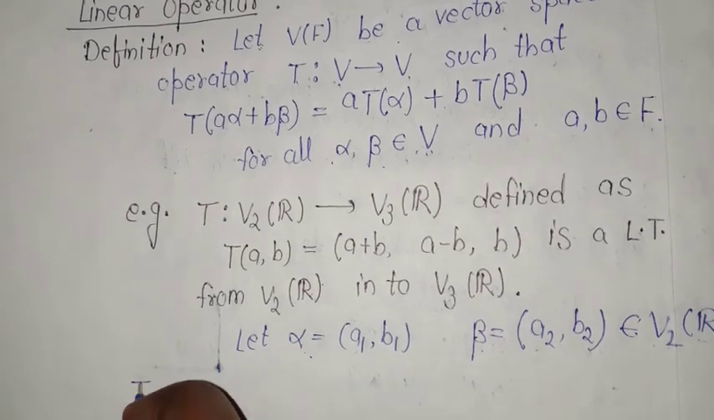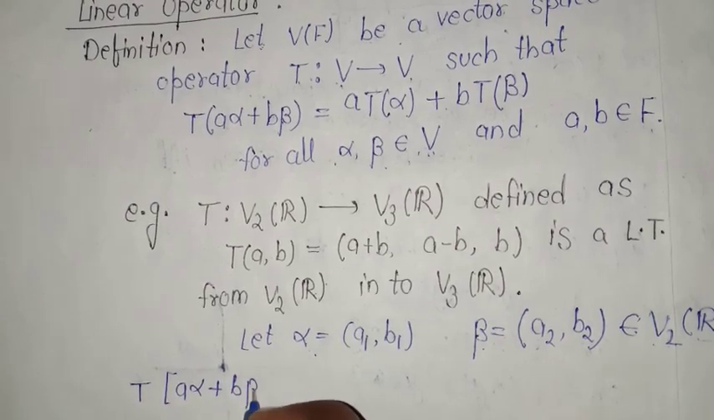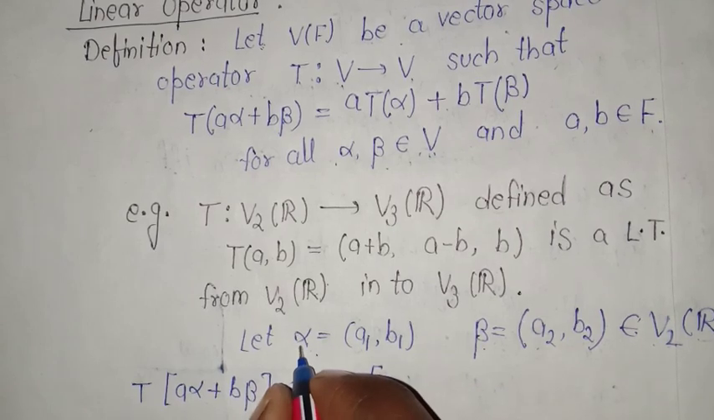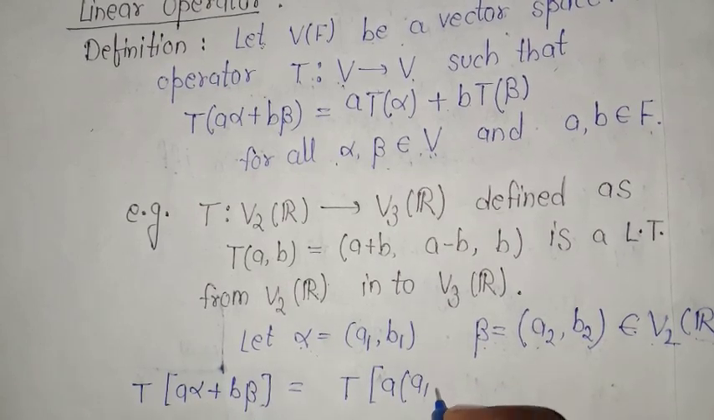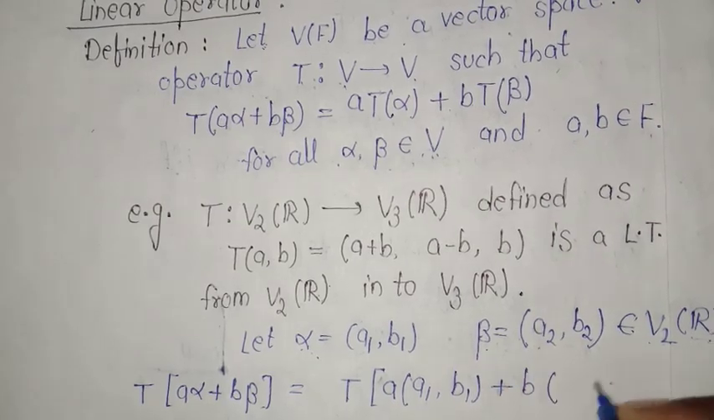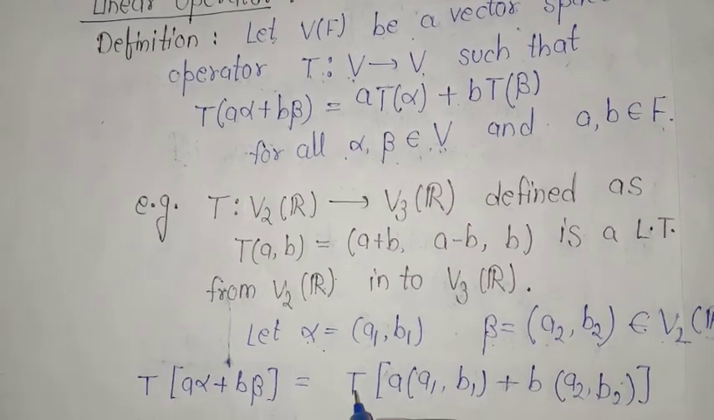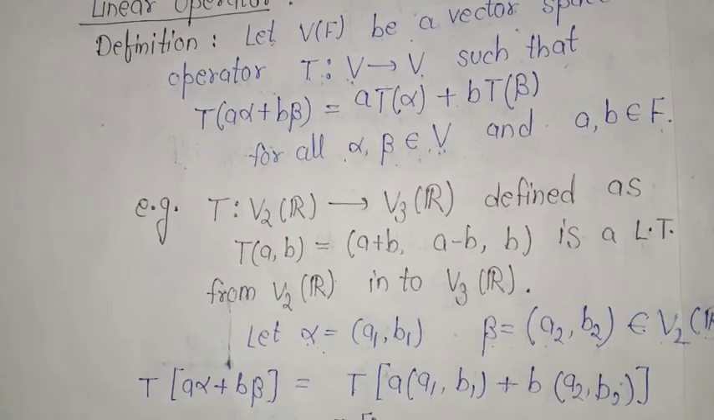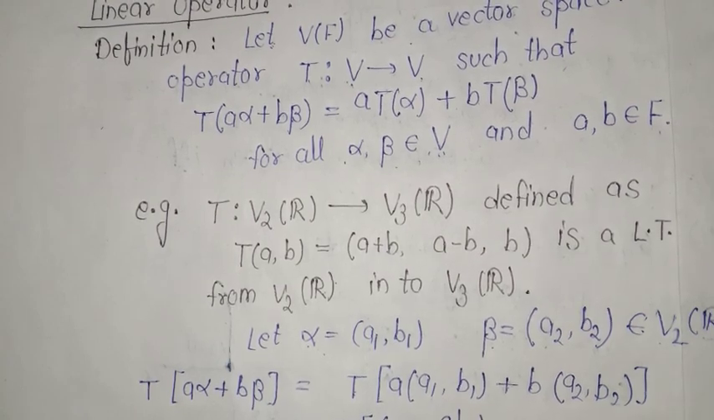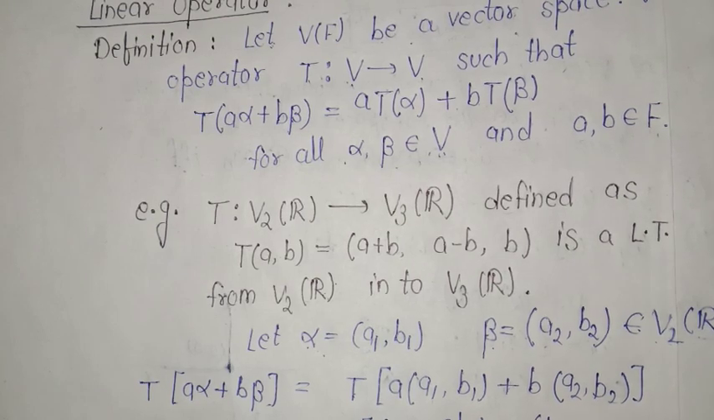If we calculate the value of T of a alpha plus b beta, this becomes T of a multiplied by the first vector, that is (a1, b1), plus b multiplied by the second vector, that is (a2, b2). Now if I take the multiplication, this becomes (a a1, a b1) plus (b a2, b b2).